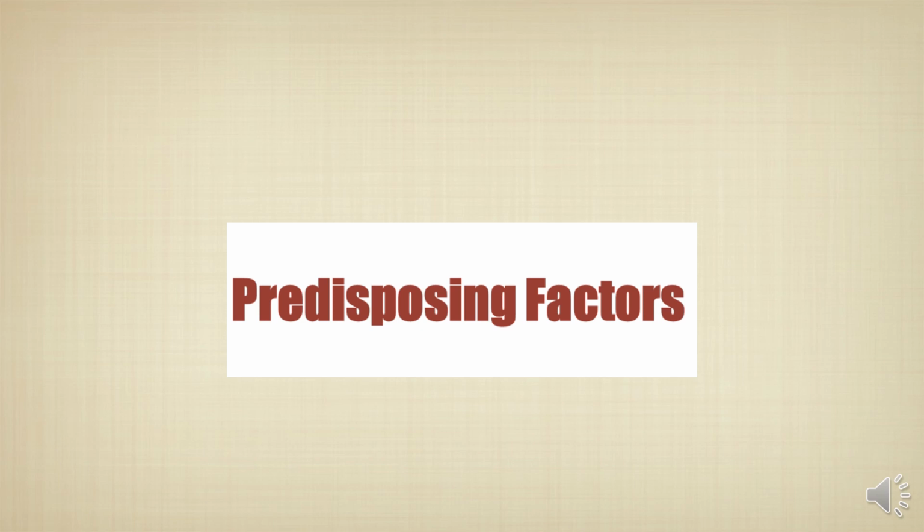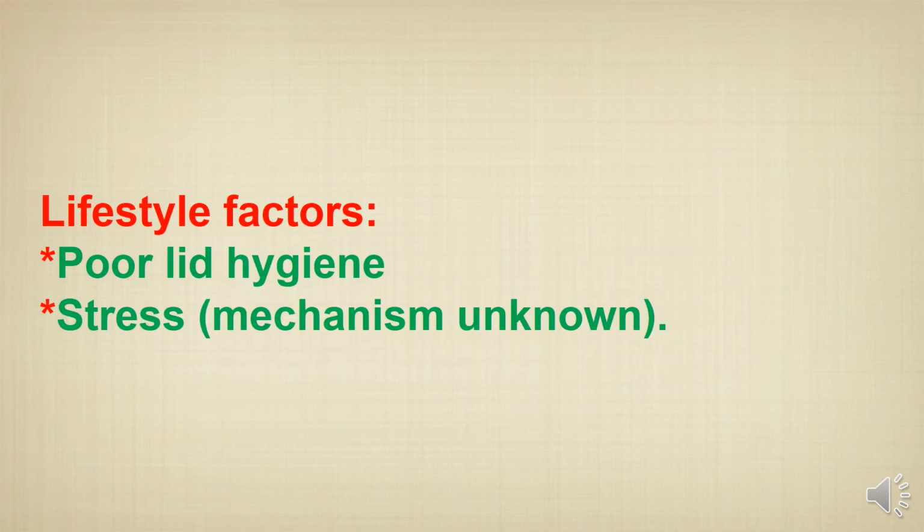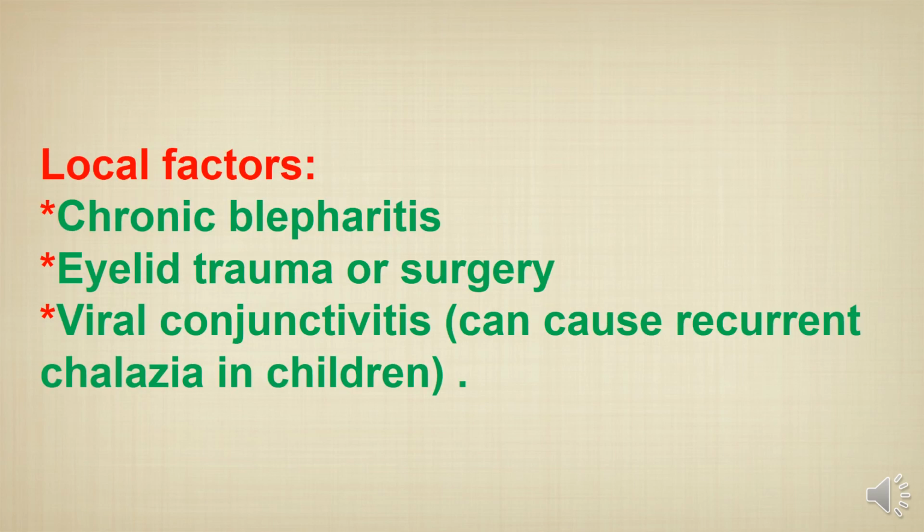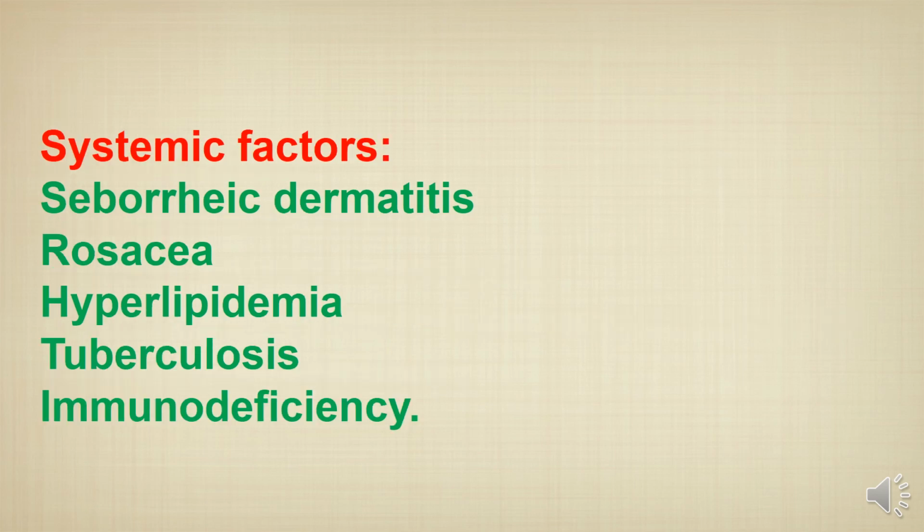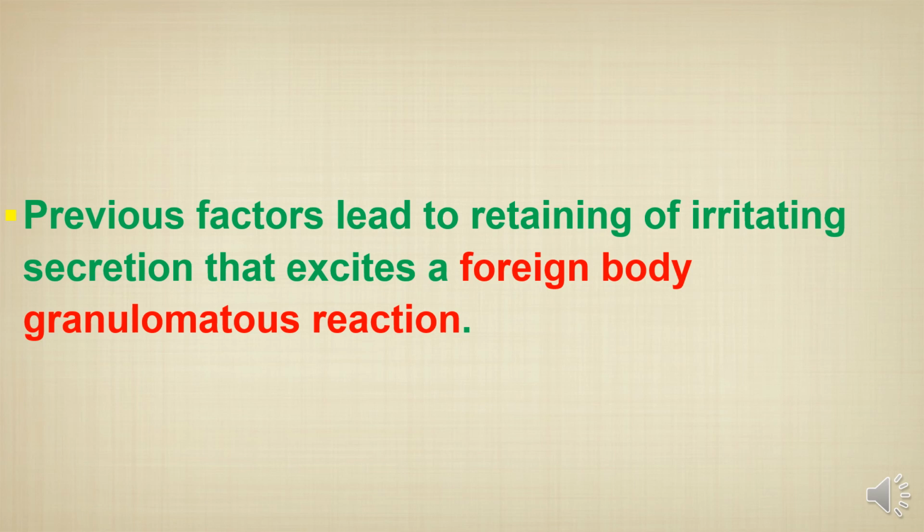As concerns predisposing factors, many exist. Lifestyle factors like poor lid hygiene and stress of a known mechanism; local factors such as chronic blepharitis, eyelid trauma or surgery, and viral conjunctivitis, which can cause recurrent chalazion in children; systemic factors like seborrheic dermatitis, rosacea, hyperlipidemia, tuberculosis, and immunodeficiency. These factors lead to retention of irritating secretion that excites a foreign body granulomatous reaction.